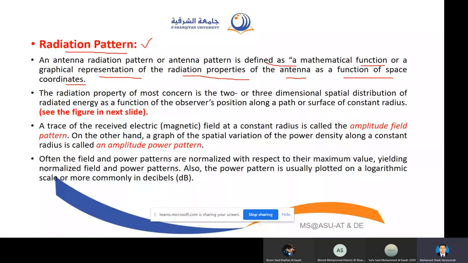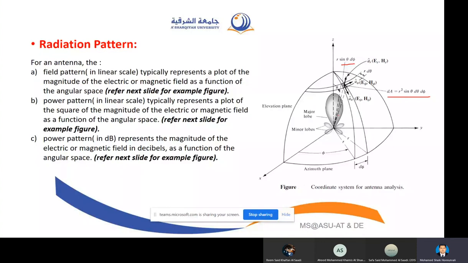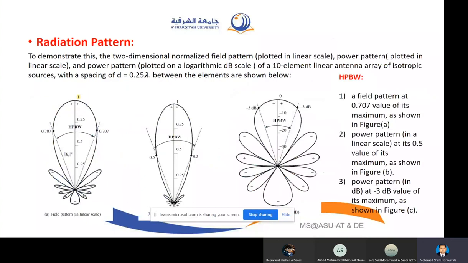Next, the radiation property of most concern is two-dimensional or three-dimensional. In this figure, what you are seeing is a three-dimensional, 3D view. A 2D view will look like this, a two-dimensional view. Only in X and Y you measure, that's it. This is three-dimensional.